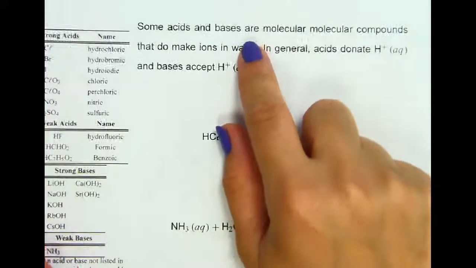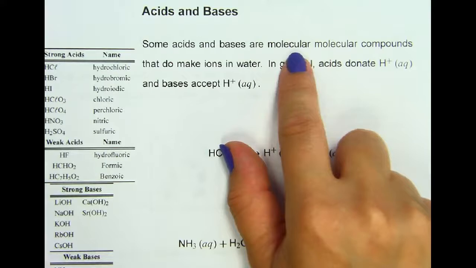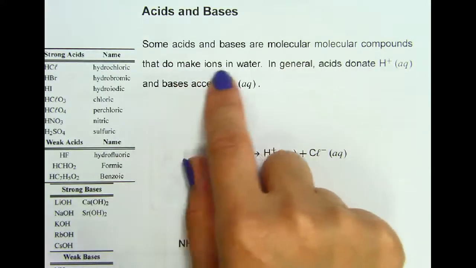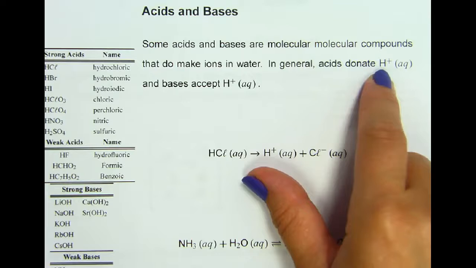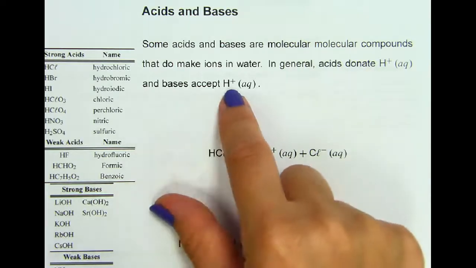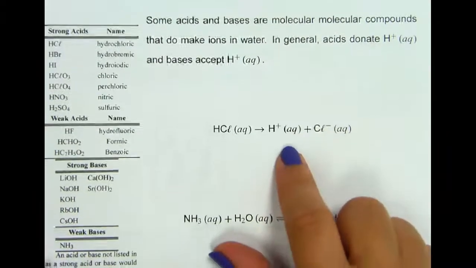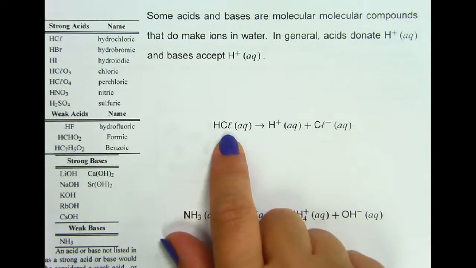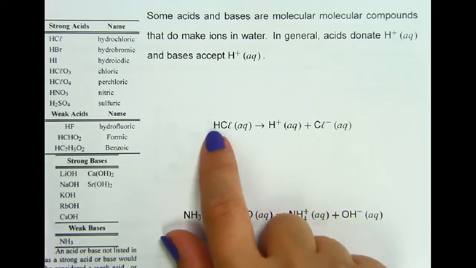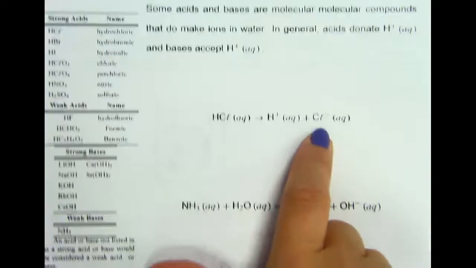Acids and bases. Some acids and bases are molecular compounds that do make ions in water. In general, acids donate a hydrogen with a positive charge and bases accept a hydrogen with a positive charge. So for example here, hydrochloric acid is a strong acid, which is going to ionize 100%. And so it will give us an H+ and a Cl-.